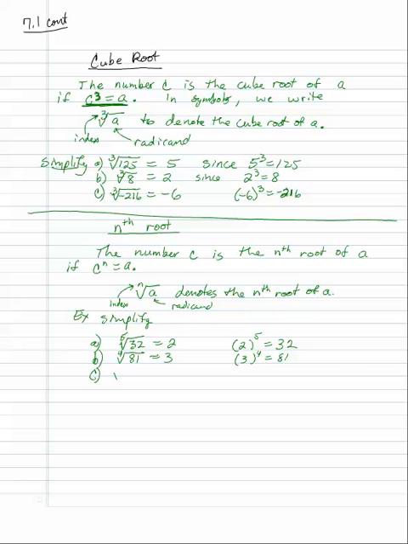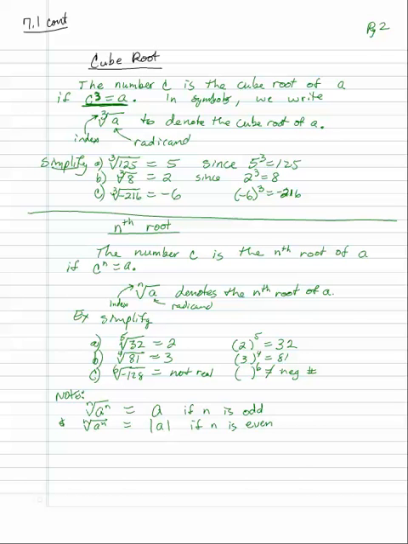So if I asked you what's the sixth root of negative 128, the answer is it's not real, because you can't have something to the sixth power equal to a negative number. So you can't ever make that a true statement, so it's not real.